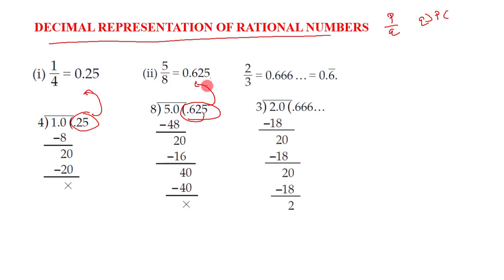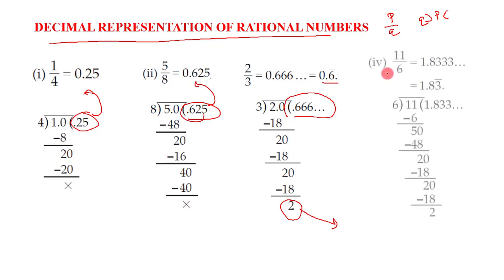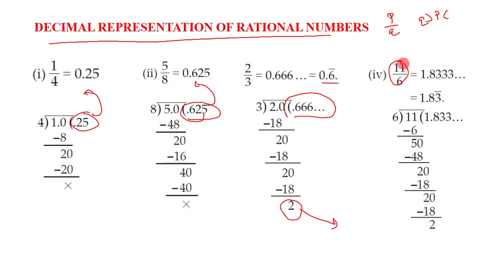Let us see the third one. Third one is 2 by 3. On converting this into decimal form, you get 0.666, and how many times do you get the 6? Infinitely many. That means this division will continue endlessly. In that case, we represent that as 0.6 bar. And if you observe the fourth example, 11 by 6, on converting into decimal form, you get 1.83 bar, with the bar on the 3.